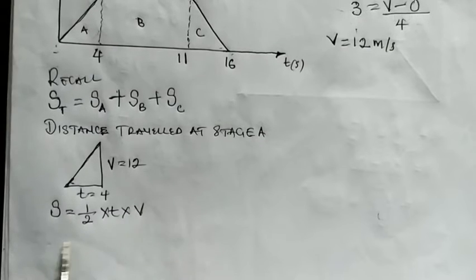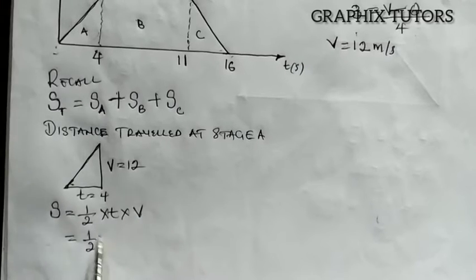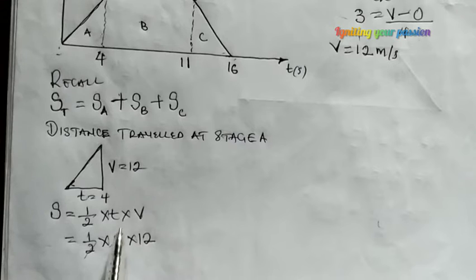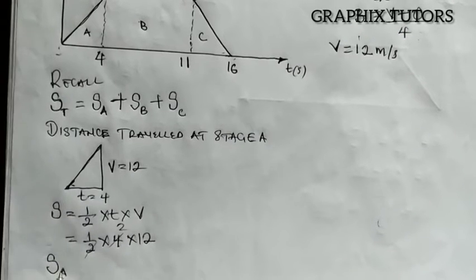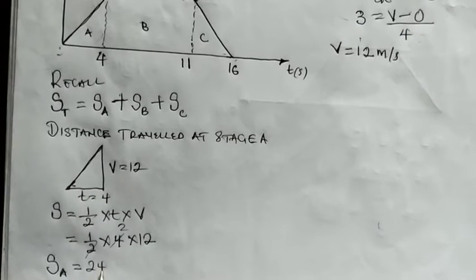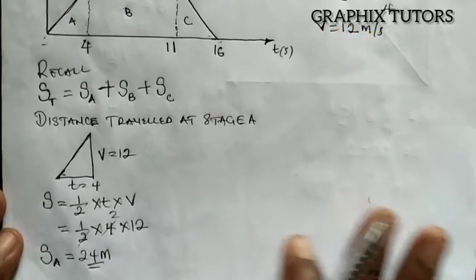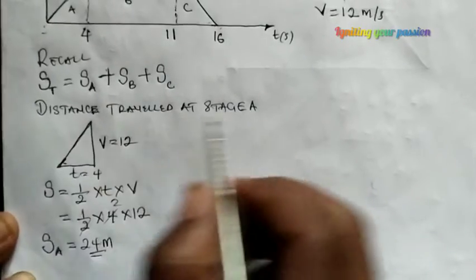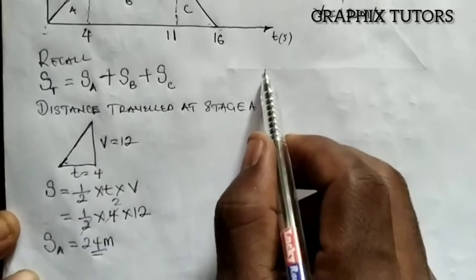The height is v. So move forward and say that my 1 over 2 multiplied by 4 times 12. So 2 goes into 4 two times. 2 times 12 is 24. So my distance traveled at stage A is equal to 24 meters. 24 what? Meters. That is at stage A. Now, if we move forward, the next one will be at stage B. So let's just do it here.